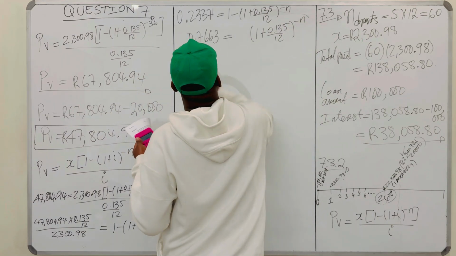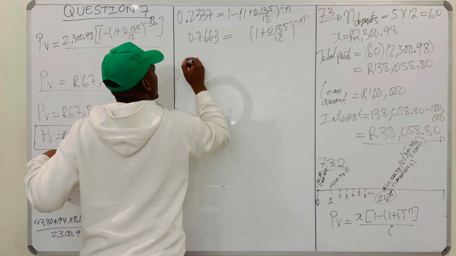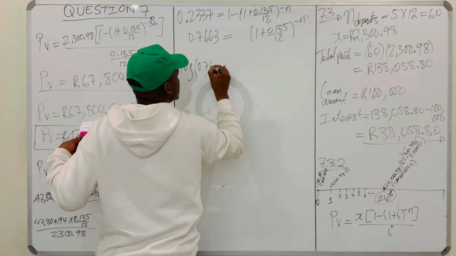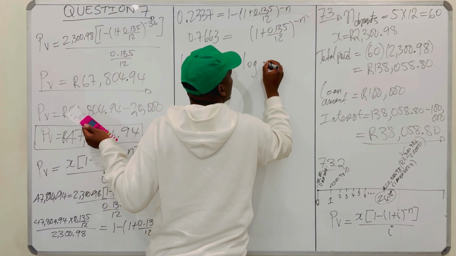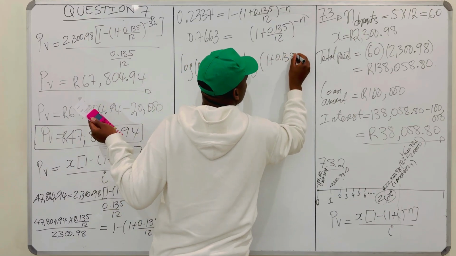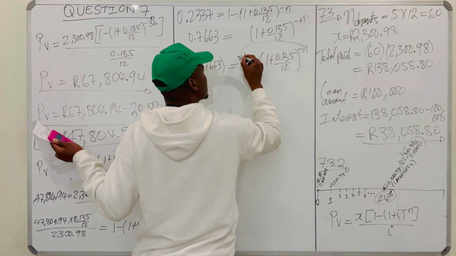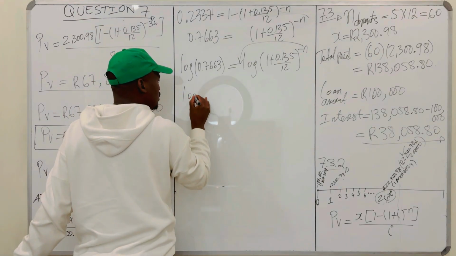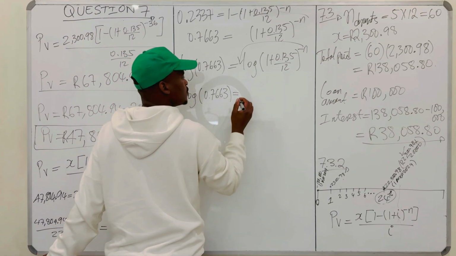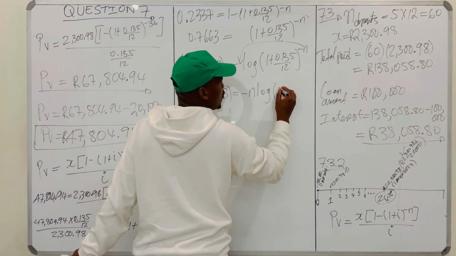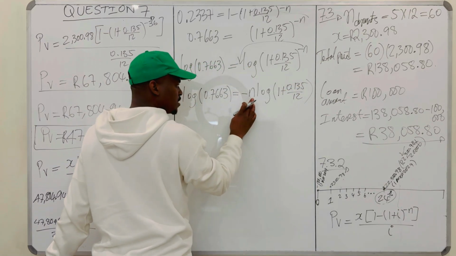Divide by negative on both sides, so this becomes positive. So you want to solve this thing, right? Take this n down by applying logs. So you apply log on this side, log 0.7663, is equal to log of 1 plus 0.135 over 12 raised to negative n. If you apply log, the exponent comes to the front to multiply. So we have log 0.7663 is equal to negative n log of 1 plus 0.135 over 12. So we are trying to find n, right?